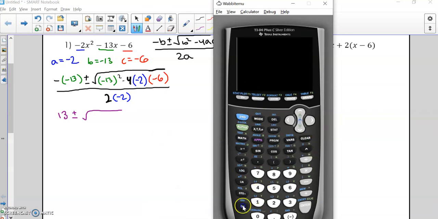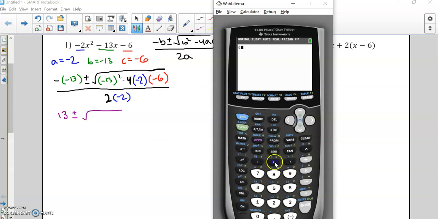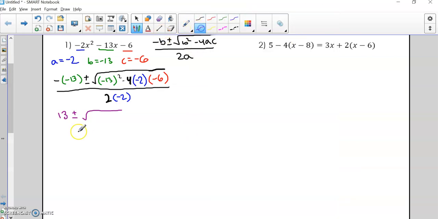So we can go ahead and turn on our calculator and type -13 squared minus 4 times -2 times -6. Make sure you've typed it in correctly, and when you are confident, you get 121. So in our radical, we have 121. And then 2 times -2, -4.